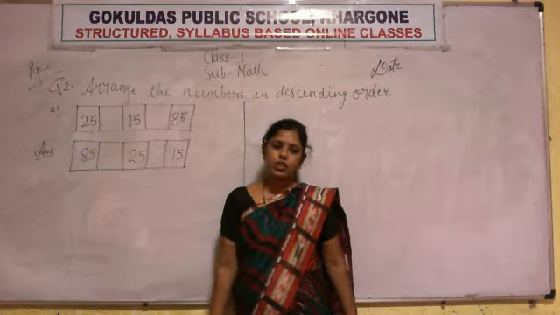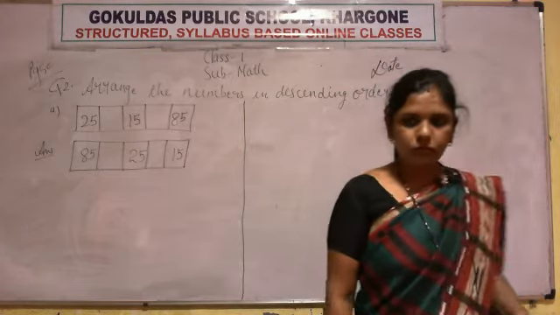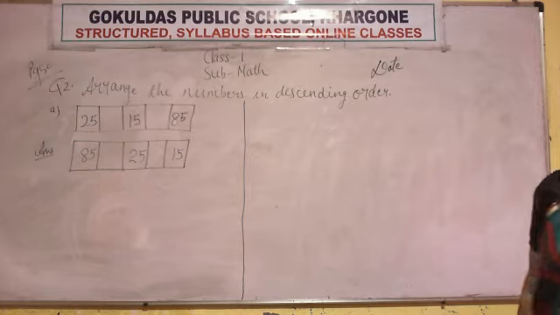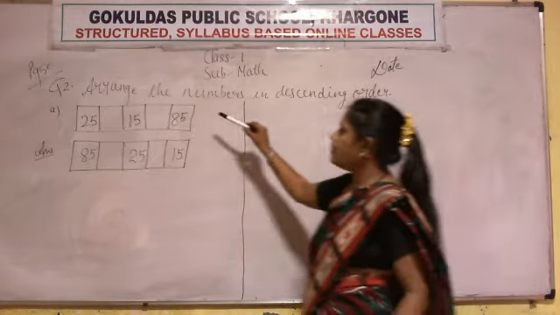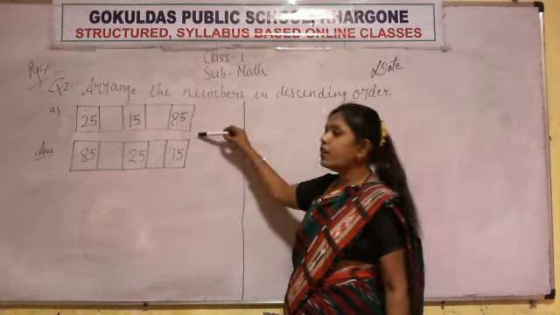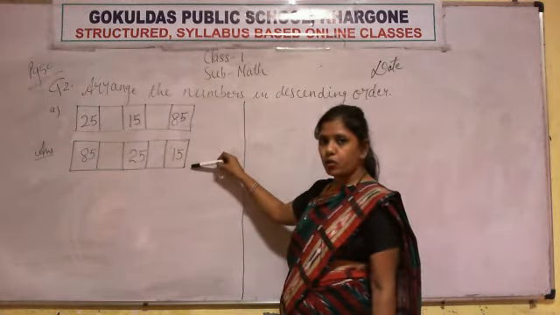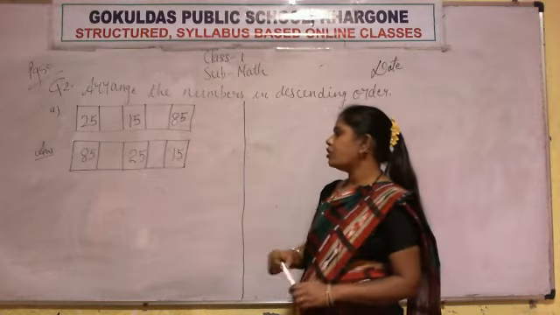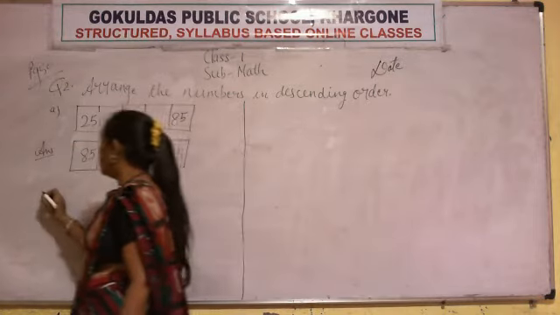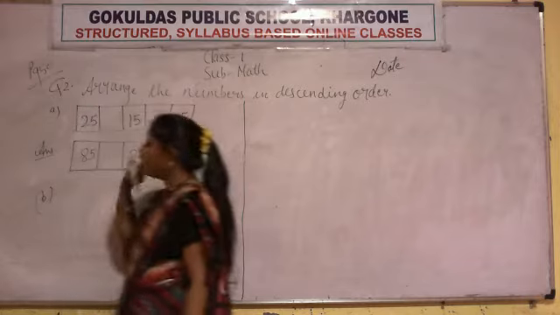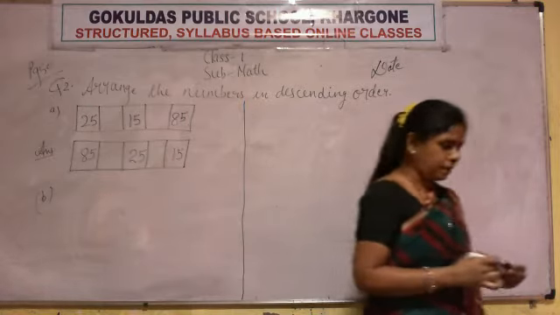So copy this question from the board, and copy correctly. After writing this question, you leave one box and then write the answer. Then after that, leave one box and write the next question B. So first of all you copy this question number A.